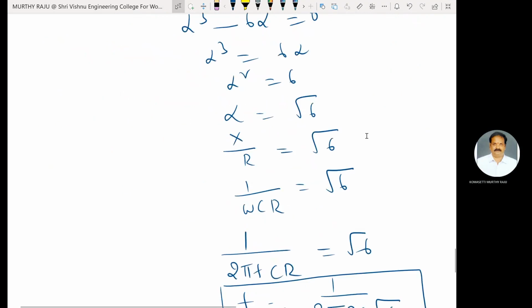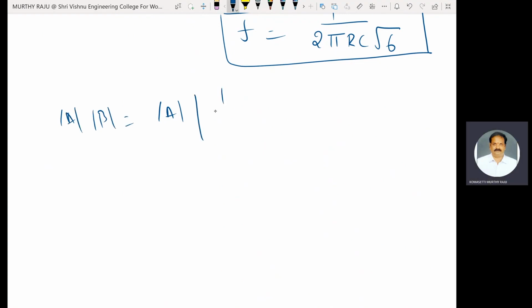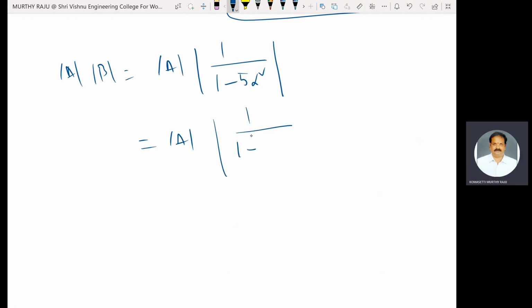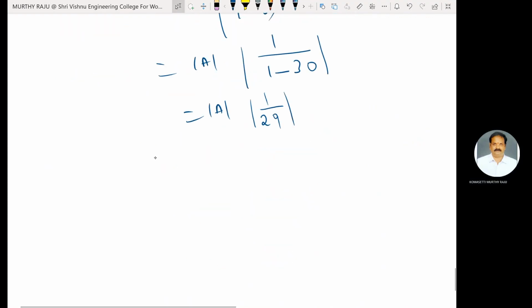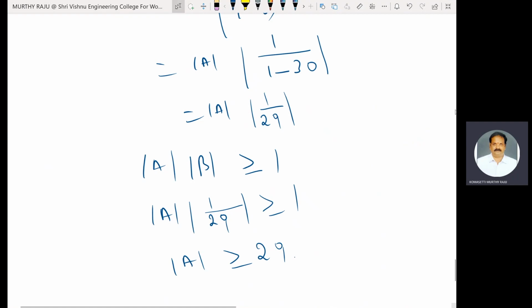But mod A mod beta is equal to mod A into 1 by 1 minus 5 alpha square. Alpha is equal to root 6, alpha square is equal to 6. That is mod A into 1 by 1 minus 5 into 6, that is mod A by 1 by 29. Loop gain mod A mod beta is greater than or equal to 1. Therefore, mod A into 1 by 29 is greater than or equal to 1. Therefore, mod A is greater than or equal to 29. The gain of the amplifier is greater than or equal to 29.